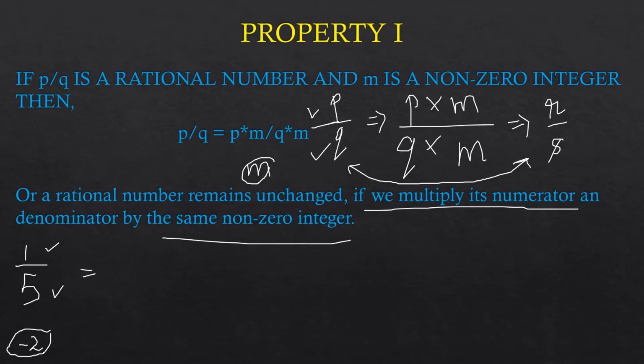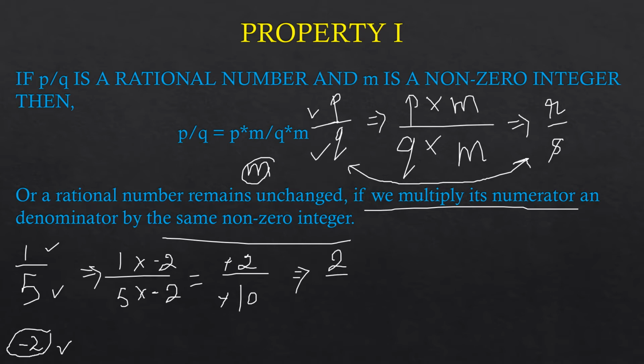According to the property, if we multiply the numerator, which is 1, and the denominator, which is 5, by the same non-zero integer, minus 2, what happens? 1 into 2 gives us 2, and 1 is positive, 2 is negative, so positive negative gives negative. 5 into 2 gives us 10, 5 is positive, 2 is negative, so positive negative gives negative. As we discussed in the last video, this minus sign can cancel out this minus sign, so it will be a positive rational number.